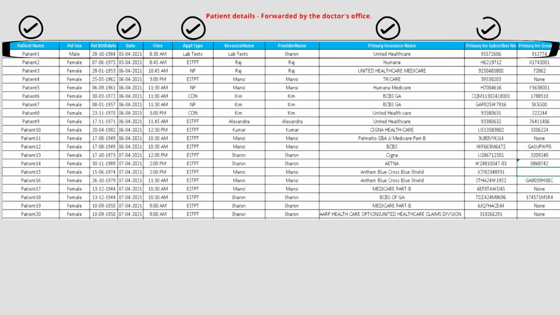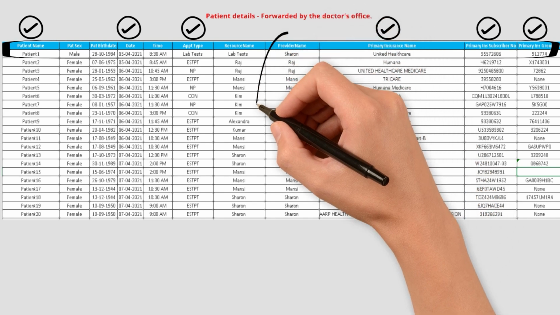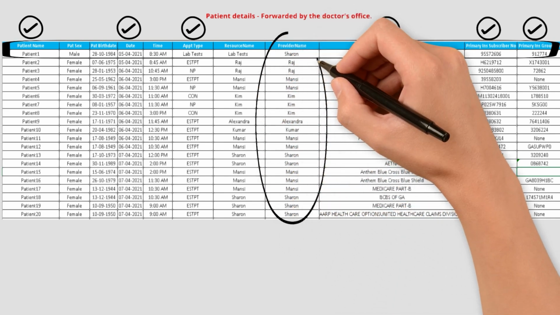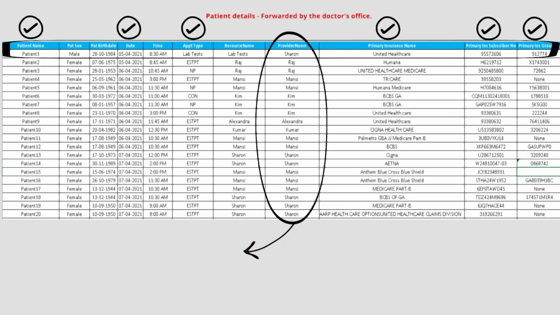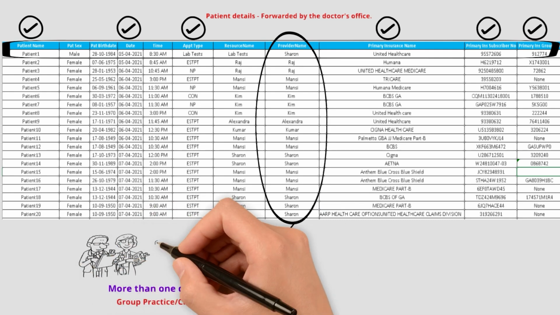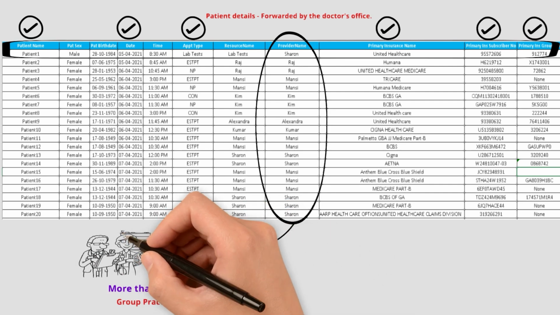As you can see from the Excel, this practice contains multiple providers, which means it is a group practice. In the US healthcare system, whenever a clinic or practice contains more than one provider, it is considered as a group practice or a group clinic.